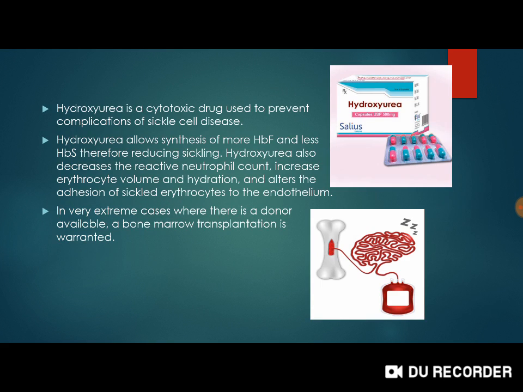There is, however, a drug that can be used for sickle cell disease, which is called hydroxyurea. It's a cytotoxic drug used to prevent complications of sickle cell disease. Hydroxyurea allows synthesis of more hemoglobin F, or fetal hemoglobin, and less hemoglobin S, therefore reducing sickling. Hydroxyurea also decreases the reactive neutrophil count, increases erythrocyte volume and hydration, and alters the adhesion of sickled erythrocytes to the endothelium. And in very extreme cases, since this is very rare, if there's a donor of bone marrow available, bone marrow transplantation can also be done.